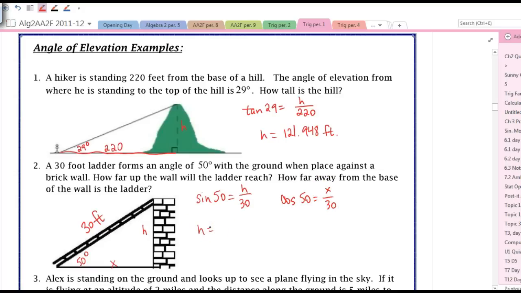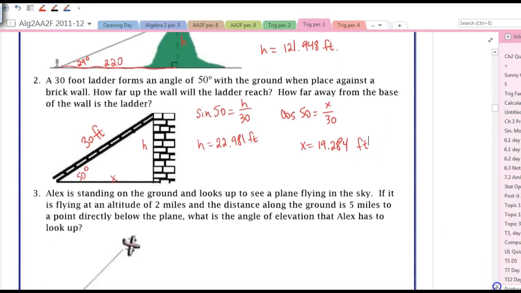And if I multiply 30 times sine of 50, I get 22.981 feet. So about 23 feet up. And 30 times cosine of 50 is 19.284. So a 30-foot ladder, you put that 23 feet up the wall and about 19 feet away from the wall.